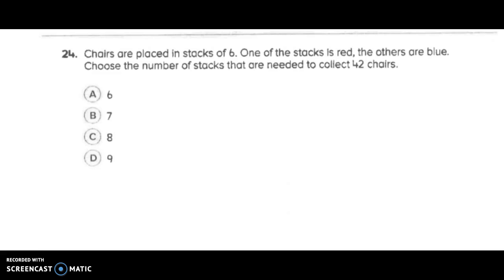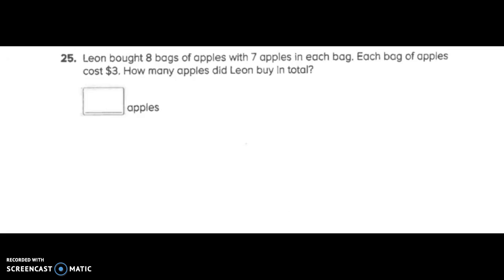Number 24. Chairs are placed in stacks of 6. One of the stacks is red. The others are blue. Choose the number of stacks that are needed to collect 42 chairs. A. 6. B. 7. C. 8. D. 9.